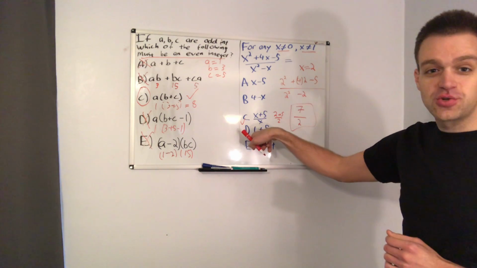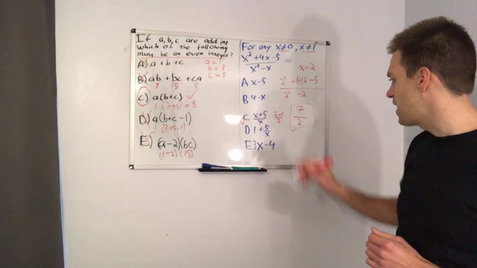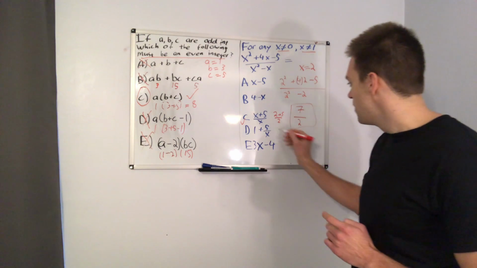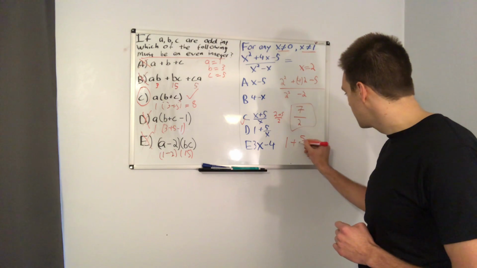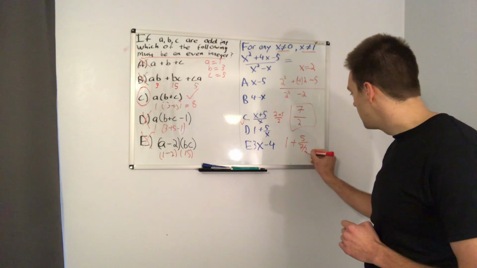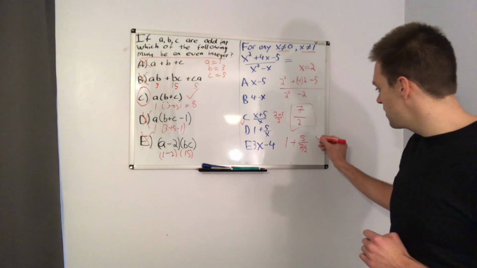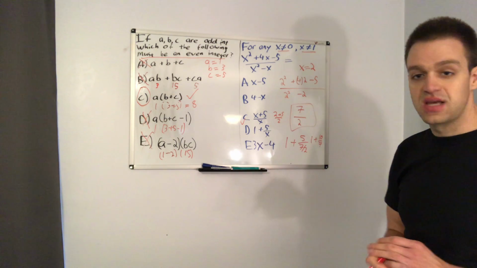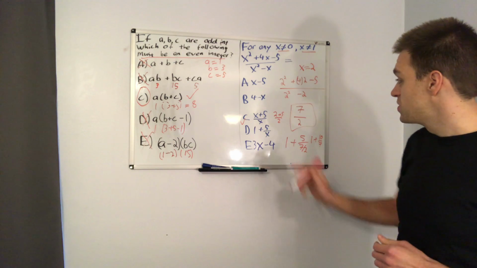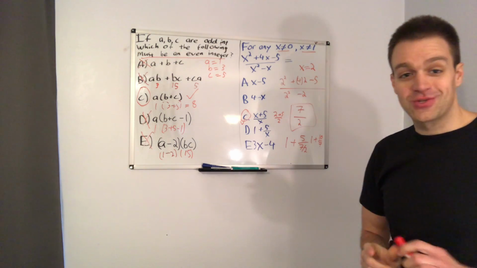And if we check answer choice D, we have 1 plus 5 over 7 halves. We can bring that 2 to the top and we'd get 1 plus 10 sevenths, which is not the same as 7 halves. So we would know that answer choice C is correct.